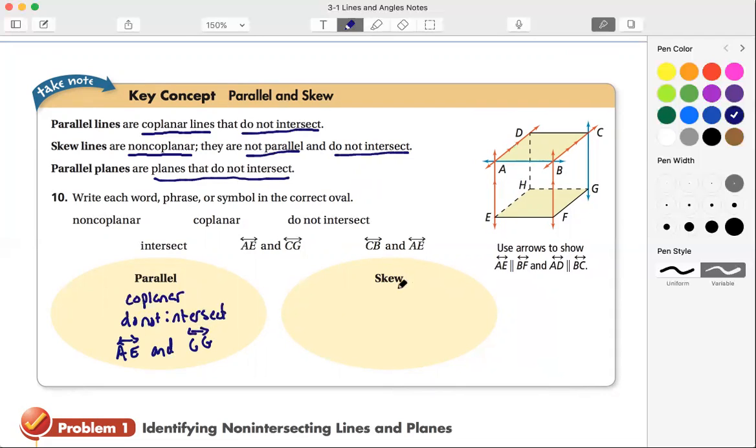Okay, some examples of skew lines. So skew lines are non-coplanar. They do not intersect. And examples of skew lines would be CB and AE. So here's CB, here's AE. They don't intersect. Okay, they're not in the same plane.